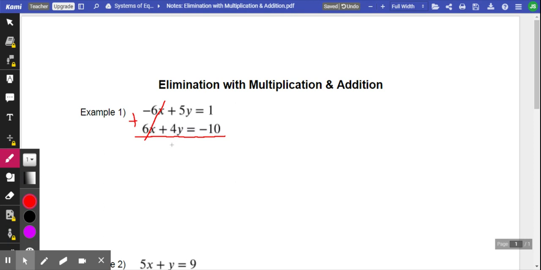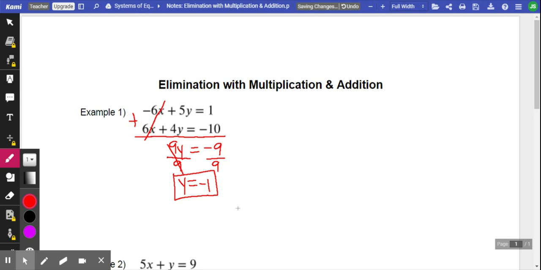So what we're going to do is add the rest of our problems together. 5y plus 4y leaves us with 9y. A 1 plus a negative 10. Here's a place where you might want to grab your calculator and double check your signs. 1 plus negative 10 is going to leave us with negative 9. Then we've got to get the y by itself. So this 9 here, we're going to divide both sides by 9, that way we can get our y alone. Negative 9 divided by positive 9 equals negative 1.